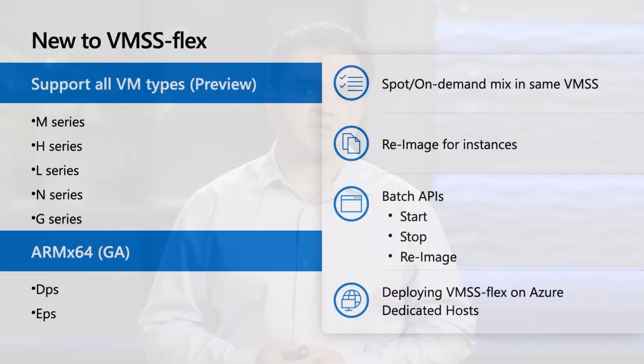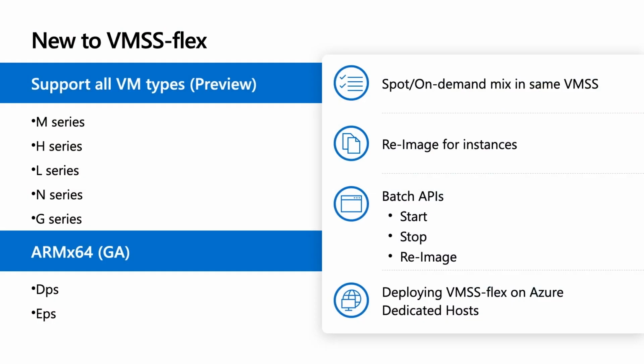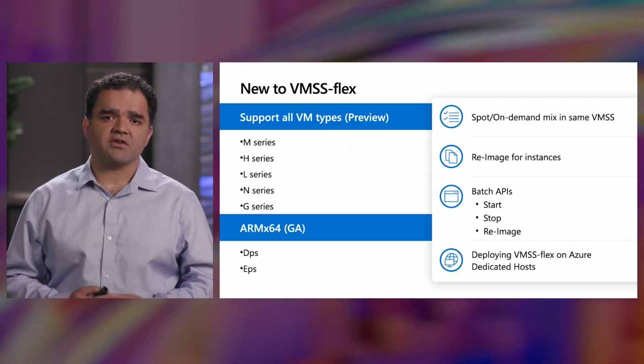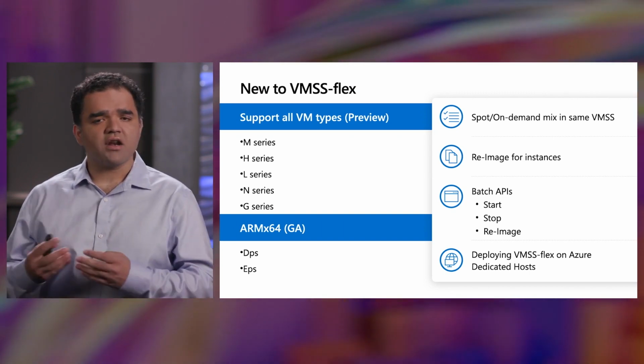We've been working hard to add new features to VMSS Flex. I'm happy to announce that now VMSS Flex supports all Azure SKUs that are available, including ARM64 sizes. We're also making it very easy for you to manage pools of VMs of on-demand and spot in a single scale set. More on that later in the presentation. We've also added batch API support for you to quickly manage your VMs. And now you can deploy VMSS Flex on Azure dedicated hosts as well. So Azure dedicated host customers also get the benefit of VMSS Flex.